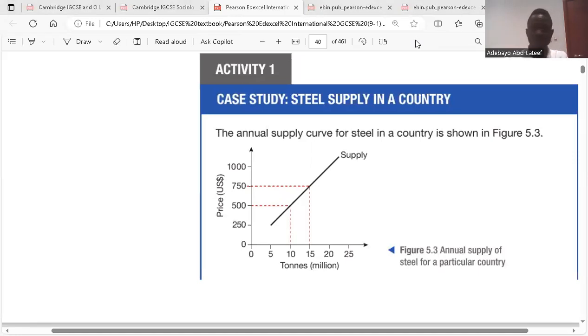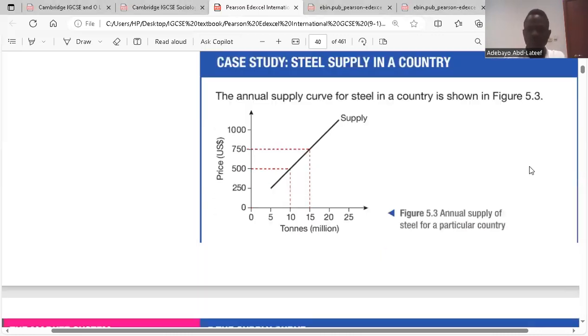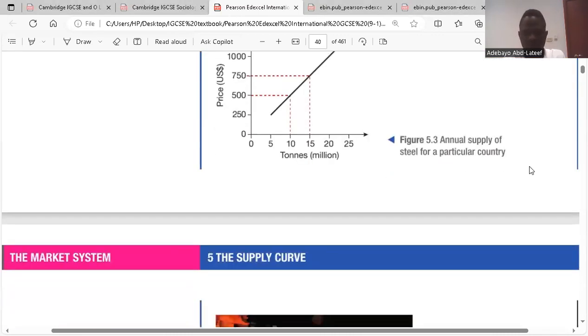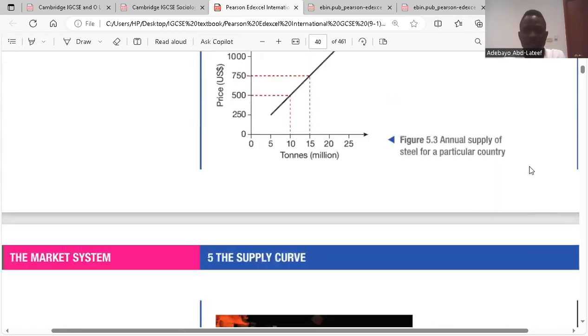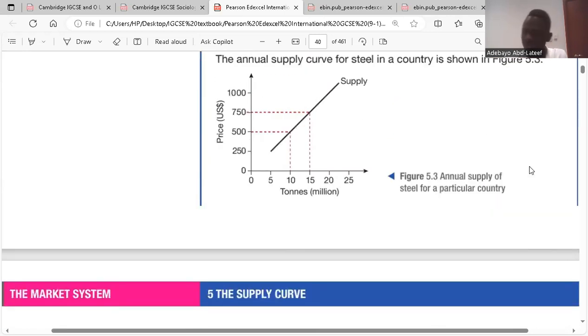So we have activity 1. They said the annual supply curve for steel in the country is shown in this figure. Based on that, what will happen to the supply of steel if the price rises from 500 to 750? If the price rises from 500 to 750, the quantity supplied in the market will increase from 10 million to 15 million. I think that is clear.